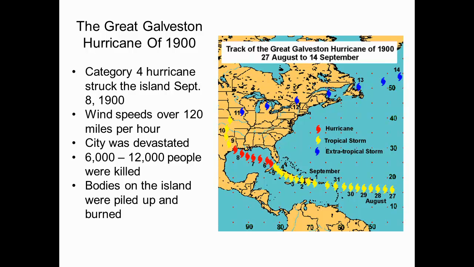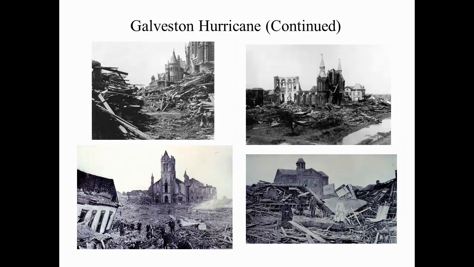Initially they tried to get rid of all the bodies by piling them up on barges and taking them offshore and dumping them, but what they found was that several days later the bodies just washed up again on the beach. So what they finally had to do was simply pile up and burn the bodies on the island.